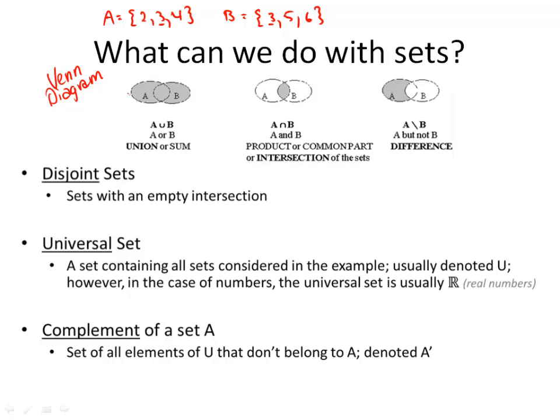So if we write that in here, everything in A has to be within this red bubble here. So the 3 is in the common part of A and B. The 2 and the 4 are out. B is 5 and 6 and 3.